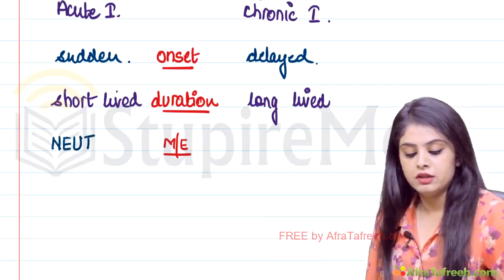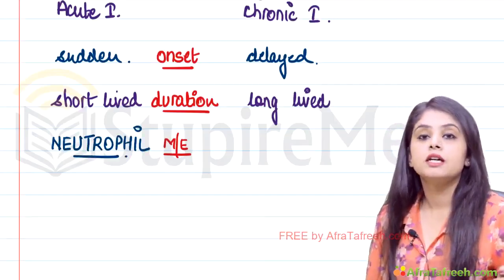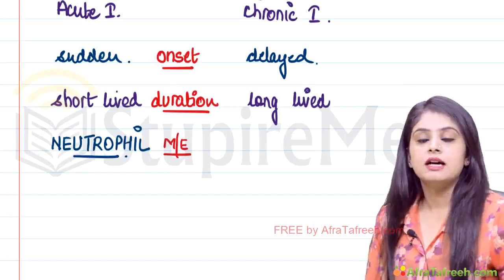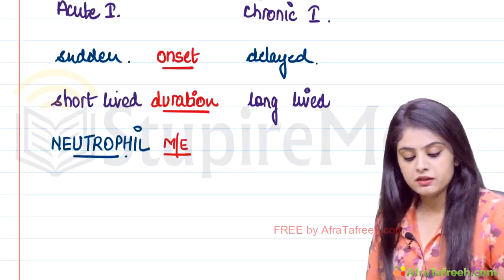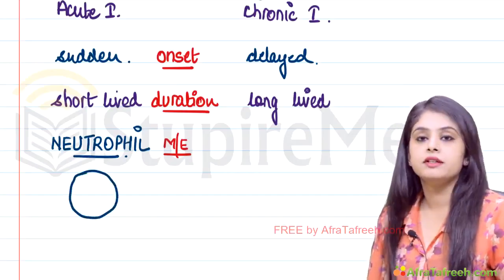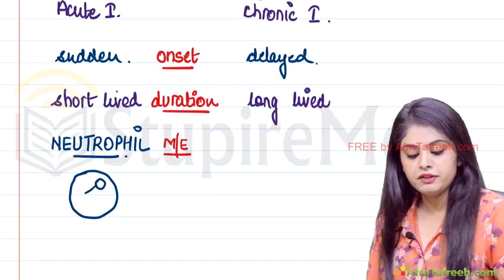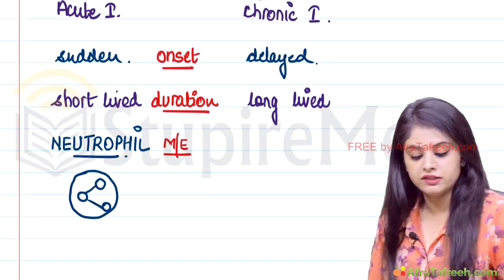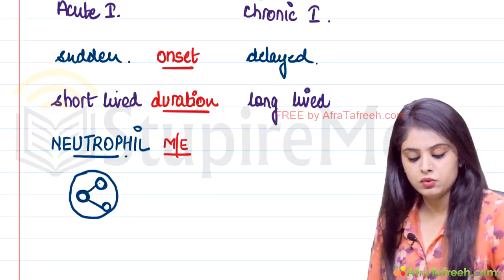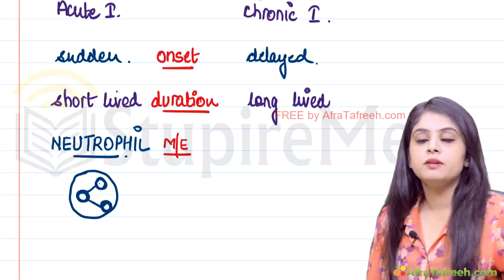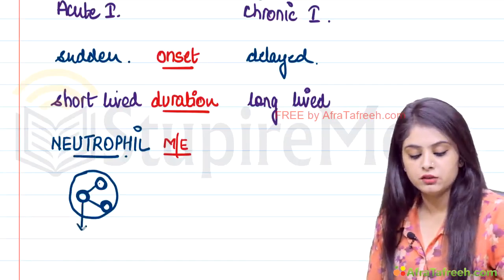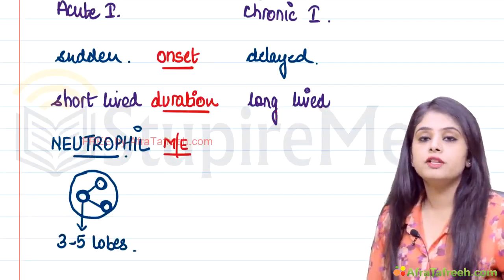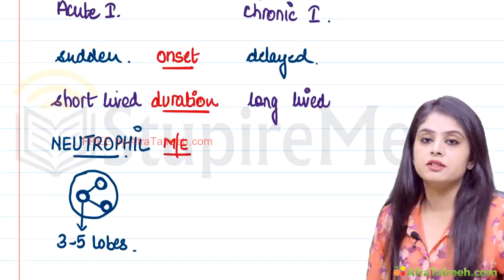neutrophil. Remember, neutrophil is a cell of acute inflammation, always. How does a neutrophil appear? Let's make a schematic diagram. If this is a cell, neutrophil will be that cell which will have 3 to 4 lobes on an average. So you can see we have 1, 2, 3. So neutrophil will be that cell in which the nucleus is going to have 3 to 5 lobes. Neutrophil is a cell of acute inflammation.